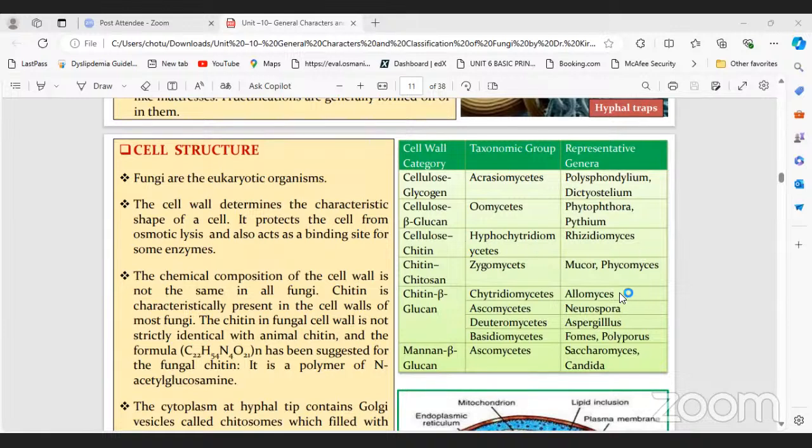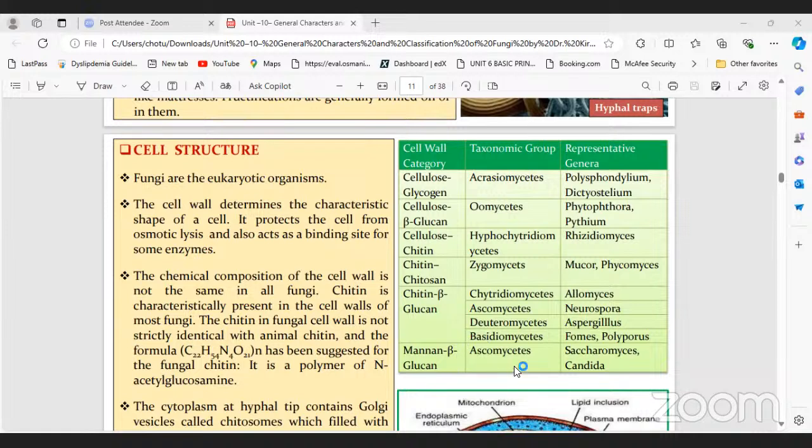What are the examples? The orders and the respective genera: Allomyces, Neurospora. Here, very interesting. Neurospora is a very important fungus, one of the most important laboratory-use fungi. This Neurospora question is asked many times in competitive exams. What is the main point? Pollenda. That is Neurospora. Another one, Aspergillus, Penicillium.